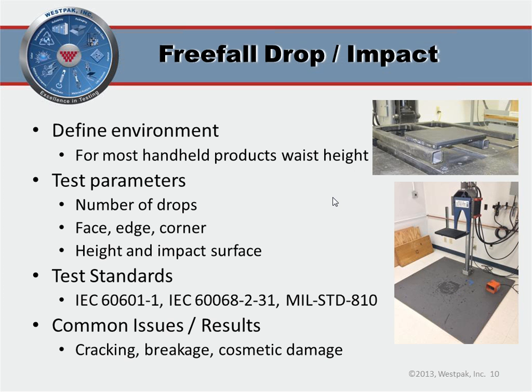So the environment for most handheld products will be about waist height. 1 meter is a very common, somewhat arbitrary drop environment. The test parameters, you need to define the number of drops. Things are generally drops on their faces, their edges, or their corners. The faces are the most severe for the internal components of a product because all the impact energy is dissipated along one axis. The corners, however, are the most severe for cosmetic things.